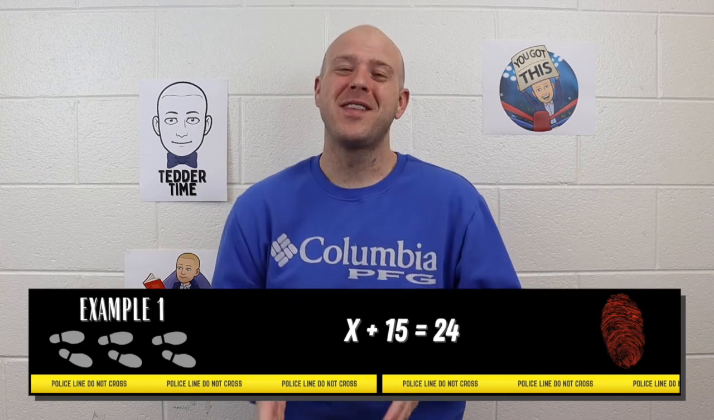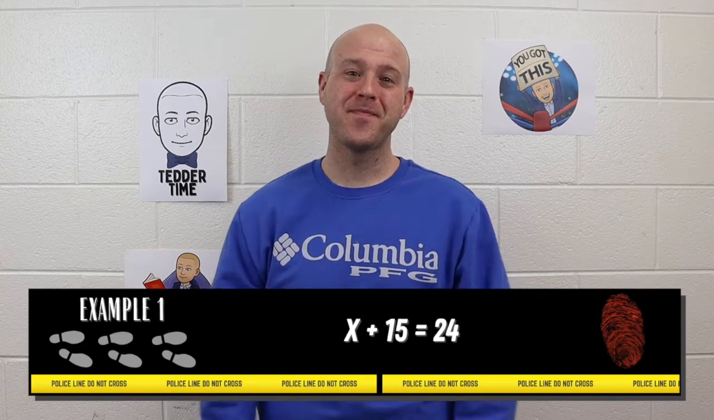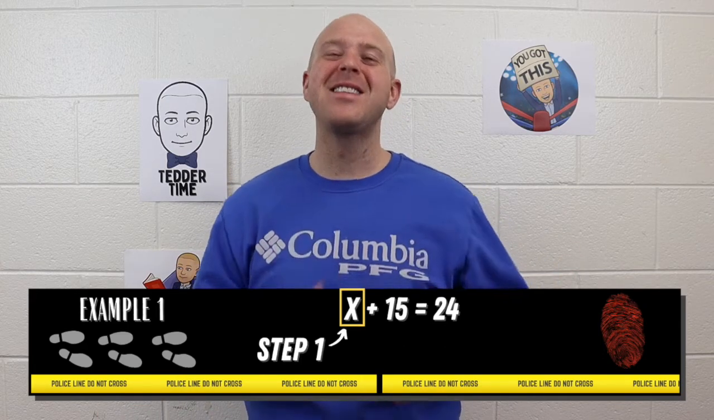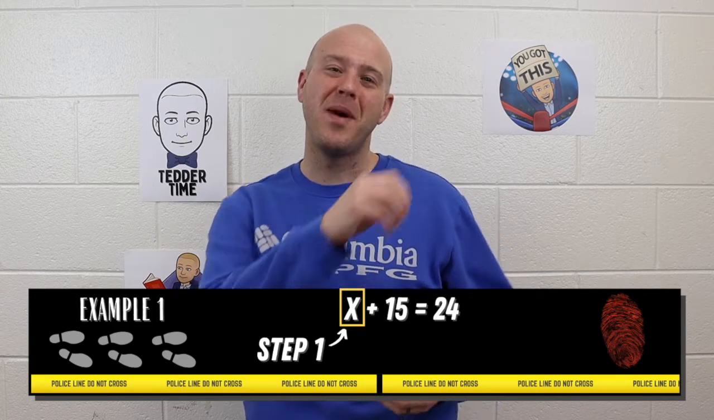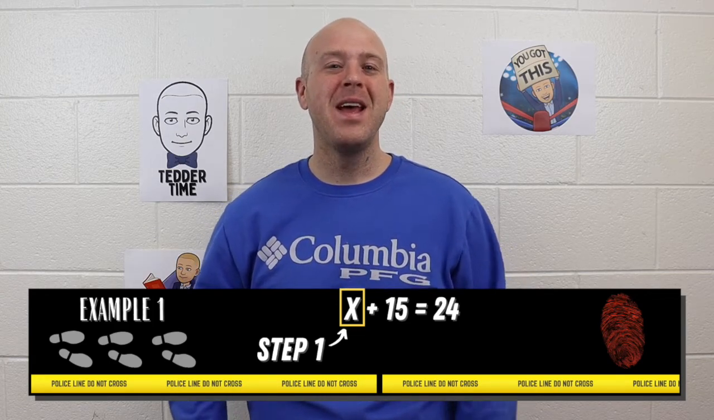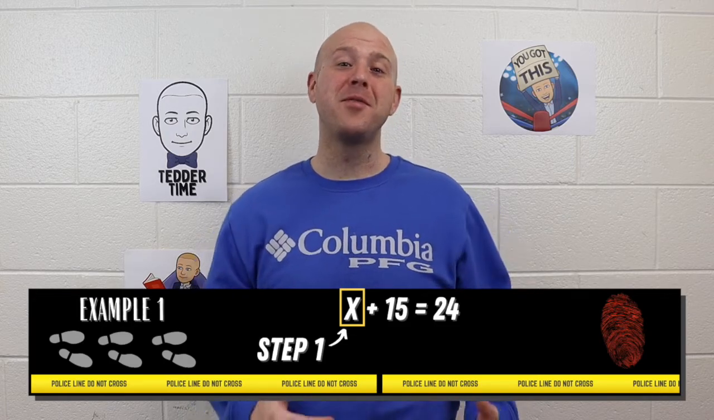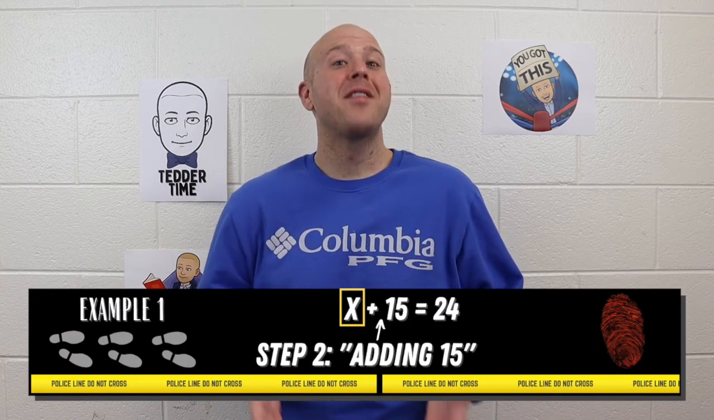So let's look at our first example here. Let's dive into these things. Let's make some cases. Let's go, detectives. So x plus 15 equals 24. Step 1, let's isolate that variable. Let's get it alone. So I'm going to put a box around my x. This is going to allow me to do step 2, which is to identify the clues.